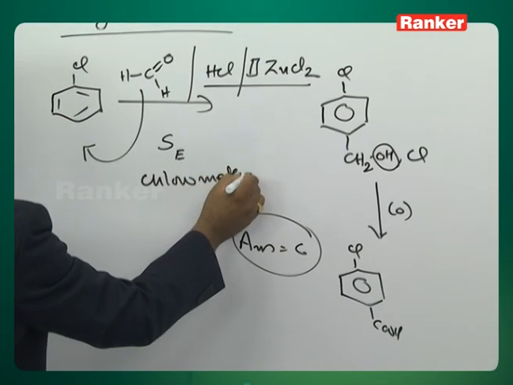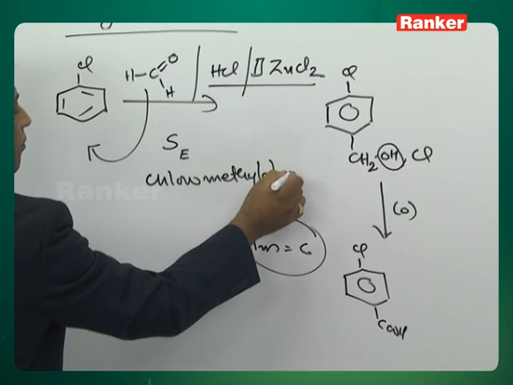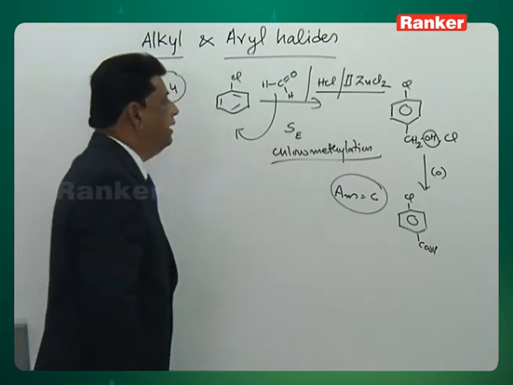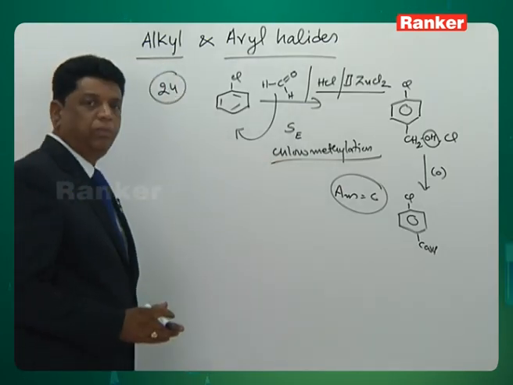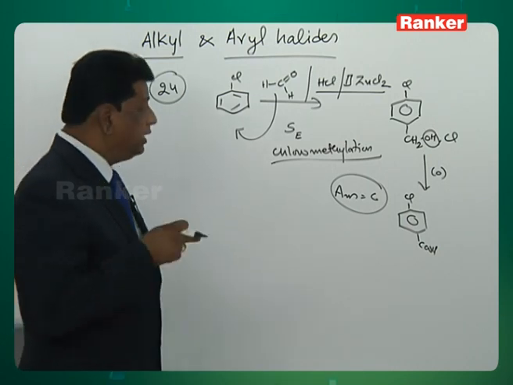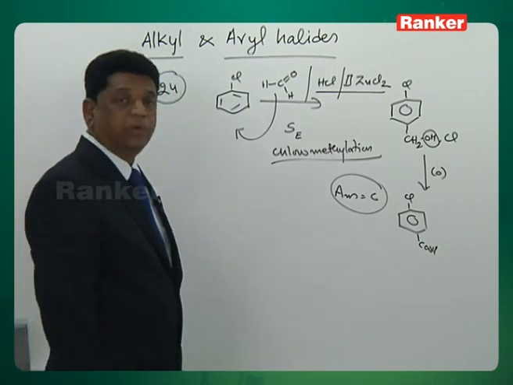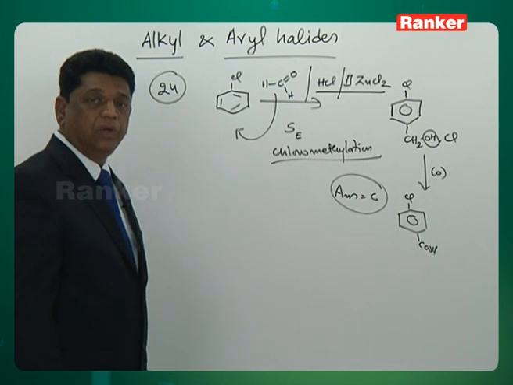Chloromethylation. There is no specific name, but it is a process name. Methyl group is methylation, but a chlorine-containing methyl group is coming, therefore chloromethylation. At a time both you are getting.